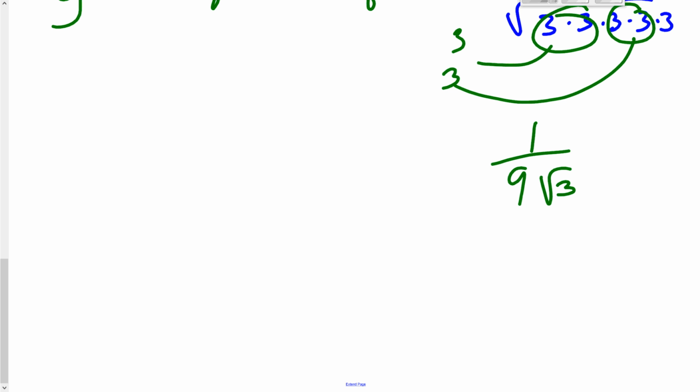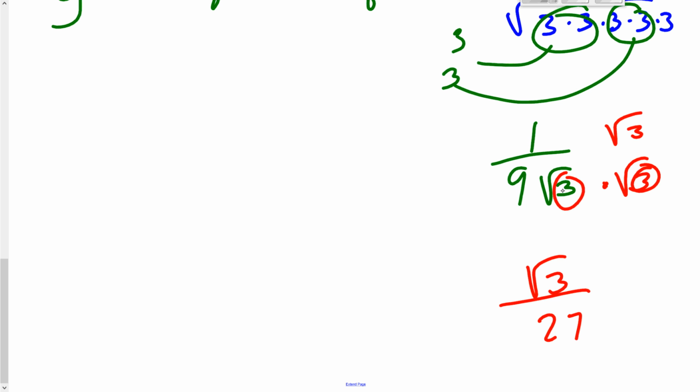Then we can rationalize that by multiplying top and bottom by root 3. So we get root 3 over 27, because here again we have another pair, so that's another 3. And so that would be my final answer there. Alright, so that's kind of how you do these ones. So you follow those rules of exponents, right? And here are some properties of exponents as well.